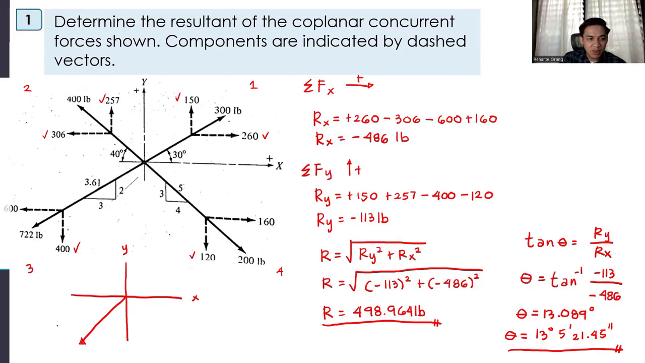So this will be our R, which is 498.964, and this will be our angle theta, which is 13 degrees, 5 minutes, 21.45 seconds.